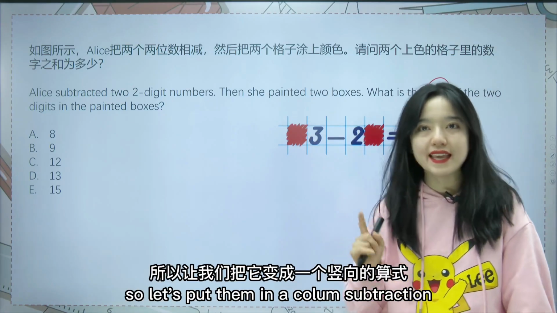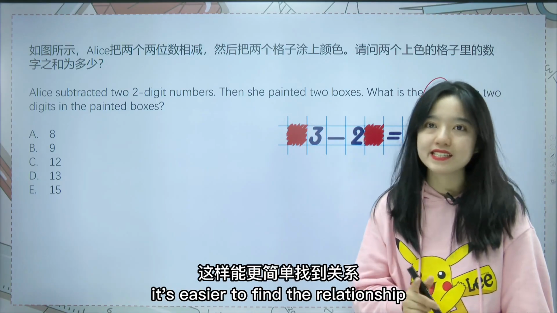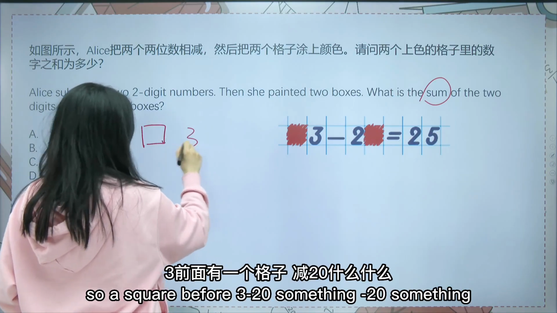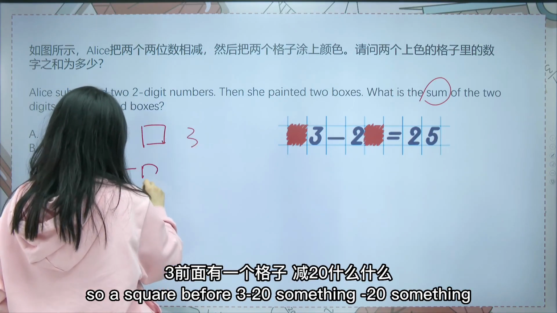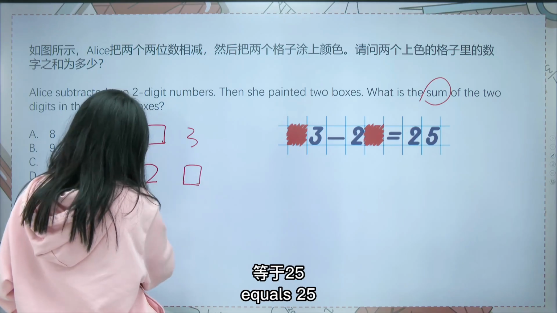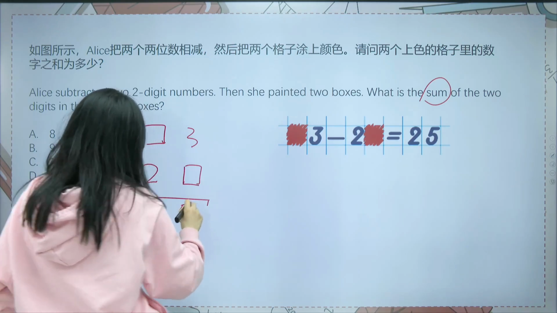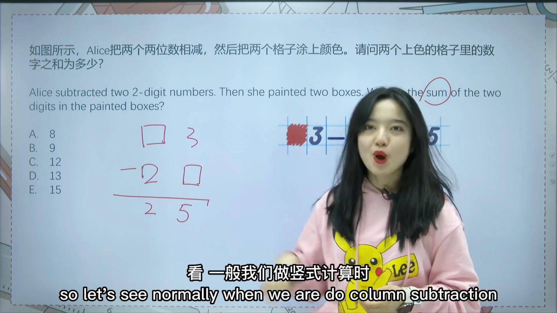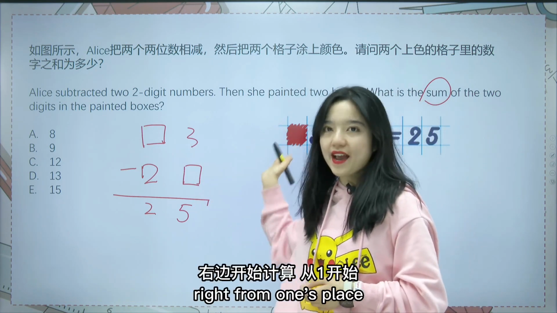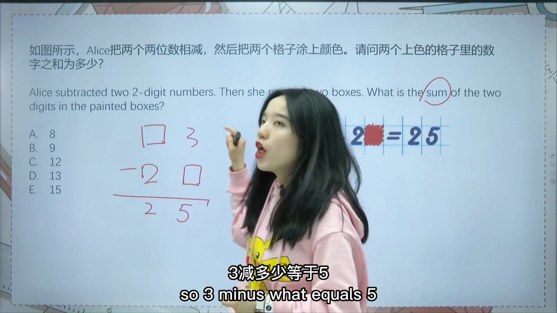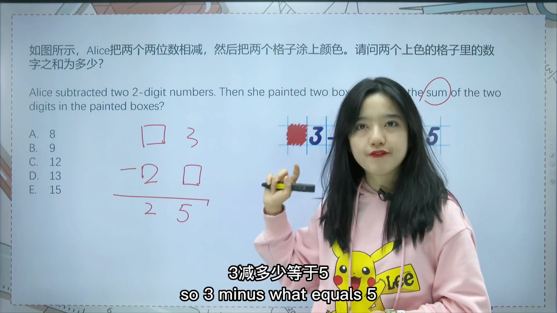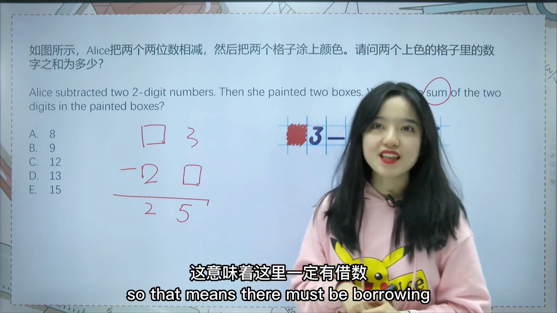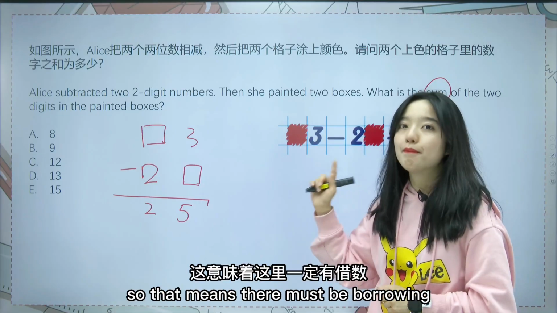So let's put them in a column subtraction. It's easier to find the relationship. So a square before 3 minus 20 something equals 25. Normally when we do column subtraction, we calculate from the ones place. So 3 minus what equals 5? 3 is less than 5, so that means there must be borrowing.